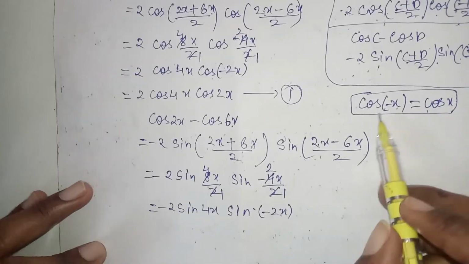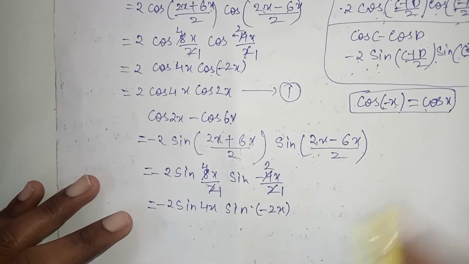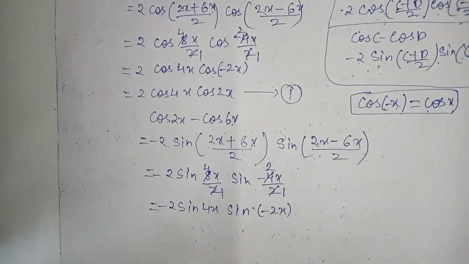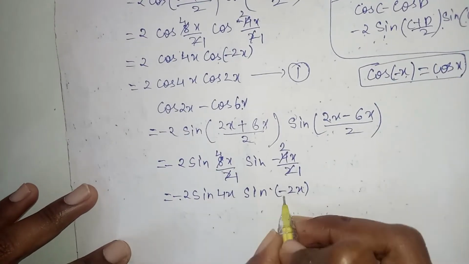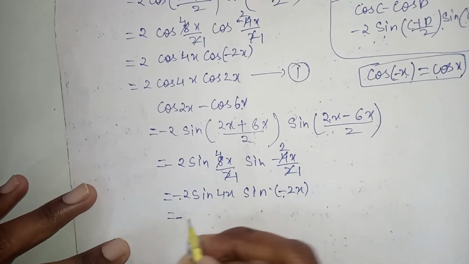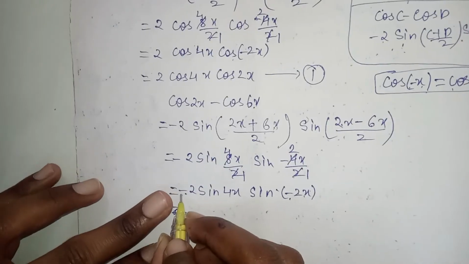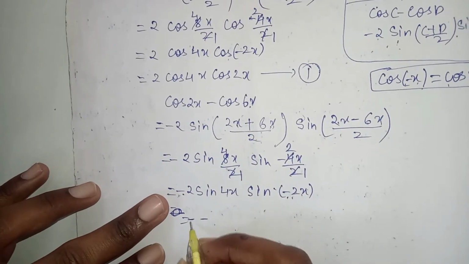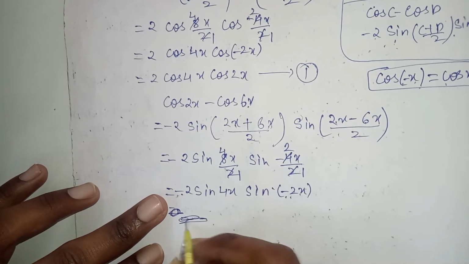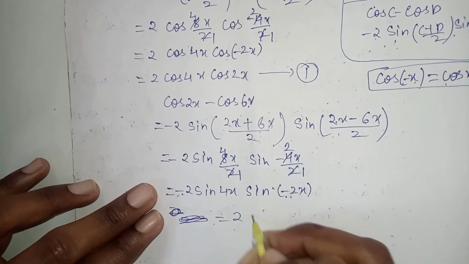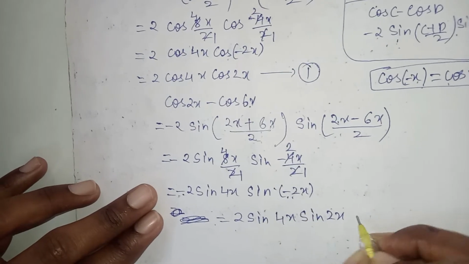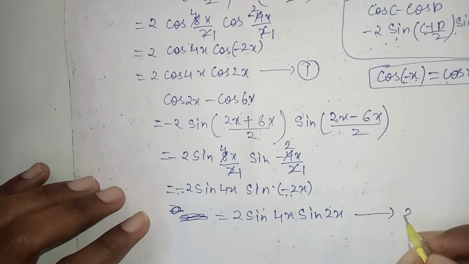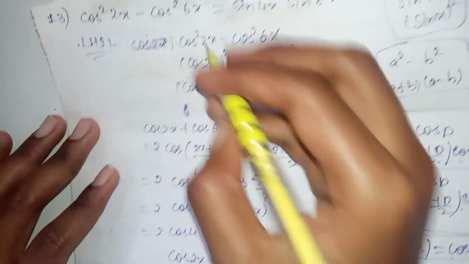As I have said, whenever there is cos of minus x, we have to write cos x. But there is no formula like that for sine, where it can become a positive value. You have to keep it like that only. So here 2 minuses are there. When we take the minus in the front, minus minus becomes plus. So that's why I'm not writing anything. Again, I'm writing directly 2 sine 4x sine 2x. This is the second equation.